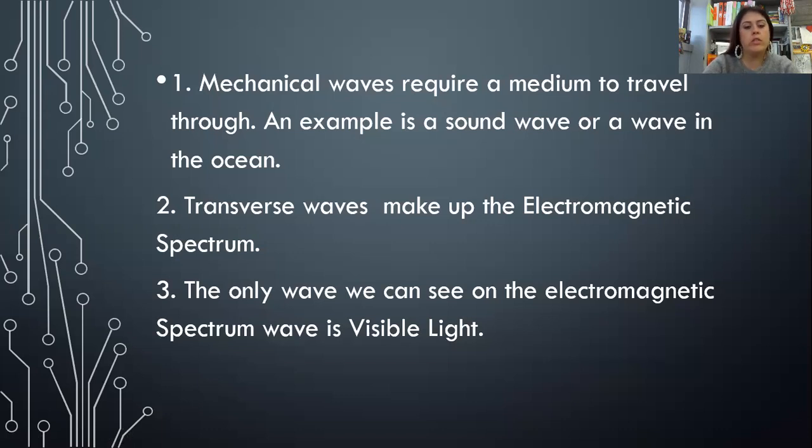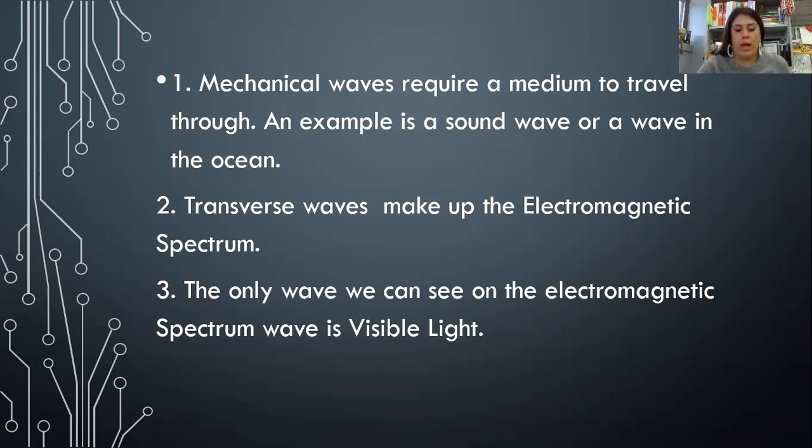Number two, transverse waves make up the electromagnetic spectrum. So the electromagnetic spectrum does not require a medium to move through. And it has a range of things that exist on it, from microwaves, radio waves, UV rays, X-rays, etc. All of those waves are transverse waves, meaning they have that crest, that trough, they have an amplitude, and they move at a 90-degree angle from the direction in which they are moving.